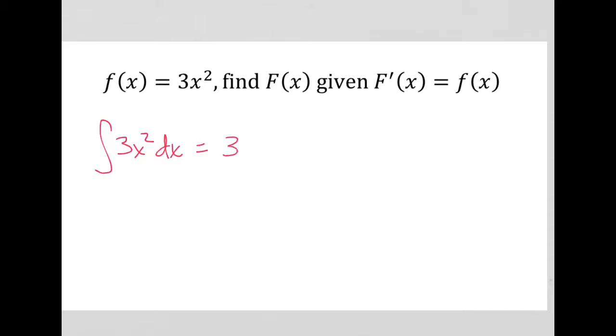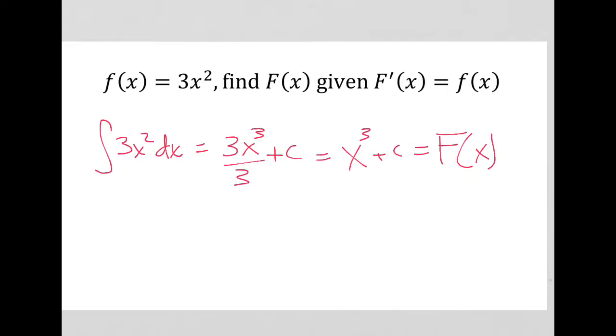And I'm going to just write the 3x to start, and then I'm going to add 1 to the power. So instead of a power of 2, it's a power of 3. And I'm going to divide by that new power and add my constant of integration, which I do any single time I integrate. Now that I have it written down, now I'll simplify it. 3 over 3 is 1, and so I get the function x cubed plus c is my big F of x function, the antiderivative of 3x squared.